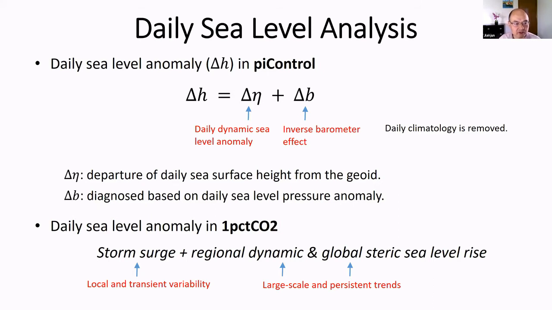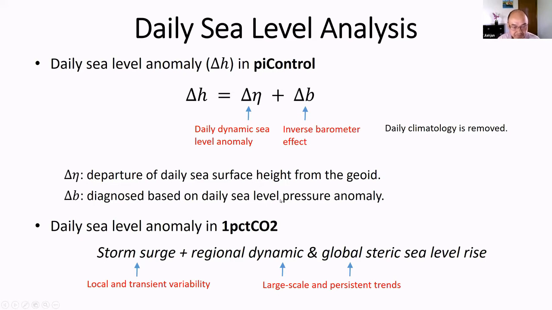To analyze the storm surge, we calculate the daily sea level anomaly delta H in the control run of CM4. So delta H equals delta eta, the daily dynamic sea level anomaly, the so-called wind surge, plus delta B, the inverse barometer effect. In all three terms, the daily climatology is removed, so the seasonal cycle is removed. The delta B term is diagnosed based on the daily sea level pressure anomaly.